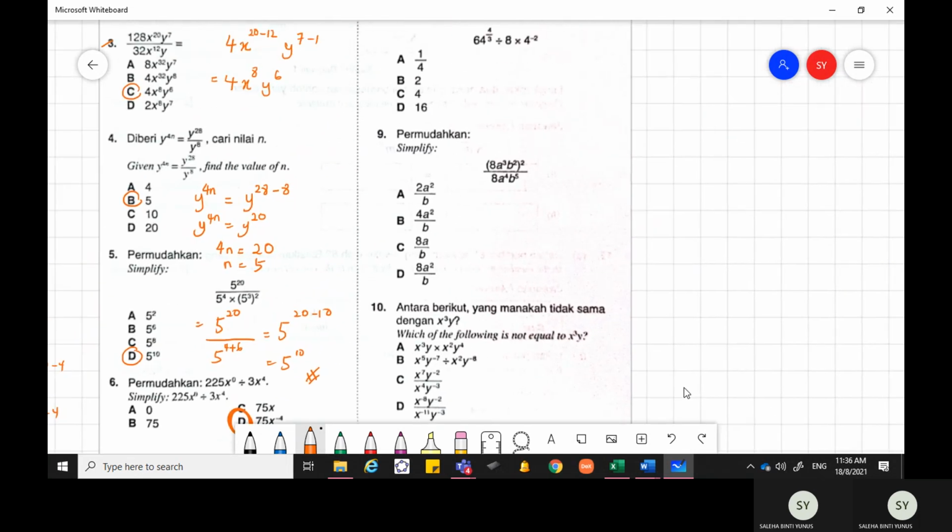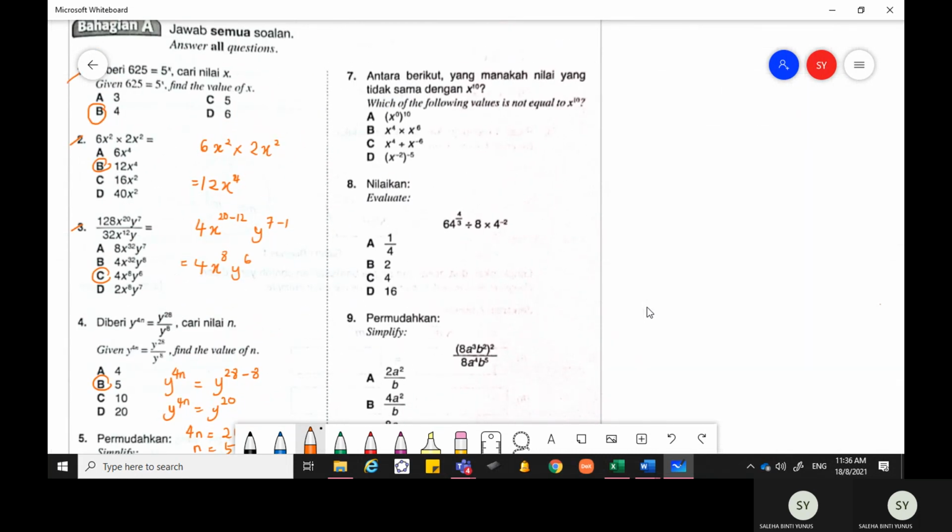Okay, next question number 7. Which of the following values is not equals to x to the power of 10? Okay, so kalau kita kat sini, the first one kita check one by one. Kalau kita dah jumpa jawapan yang salah, tak payah nak check yang lain dah. Okay, so we have x to the power of 0 to the power of 10.